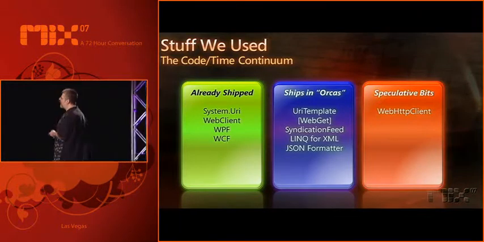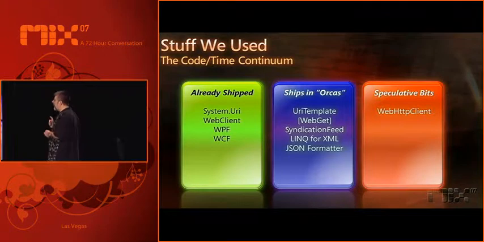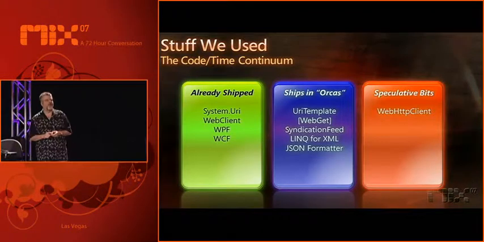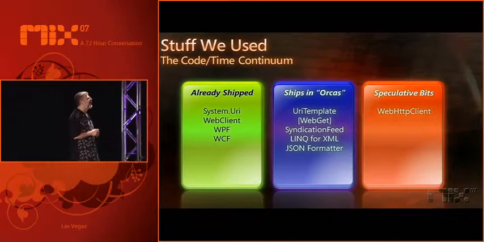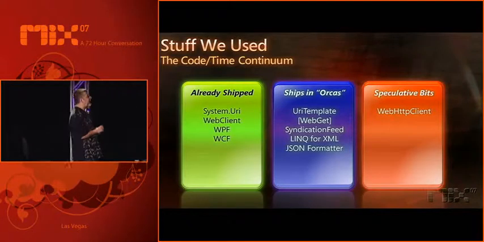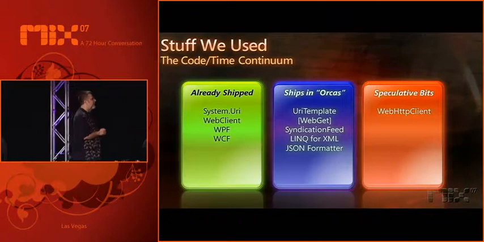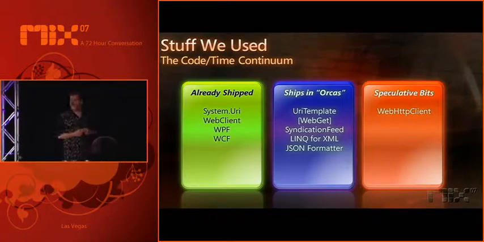So the WebGet and WebInvoke attributes have a property on them that allows you to say whether you want the format to be in XML or in JSON. Unfortunately, we ran out of time. And then, of course, we looked at some very speculative bits, which is Web HTTP client, which we hope will show up in a very interesting vehicle very soon.